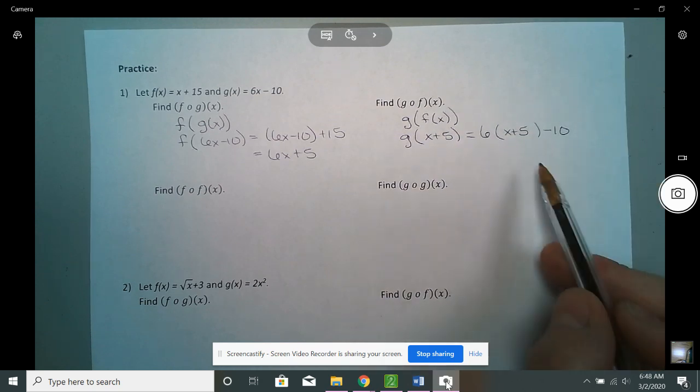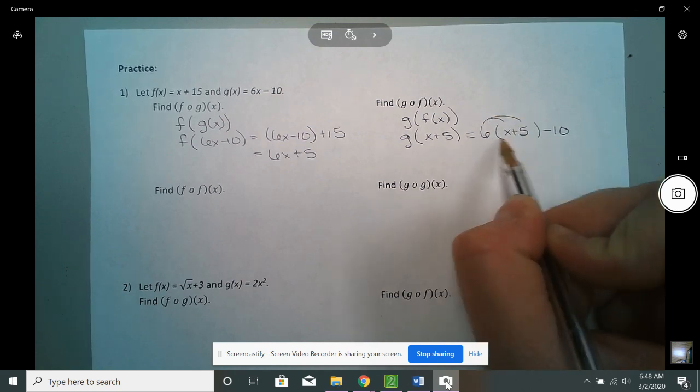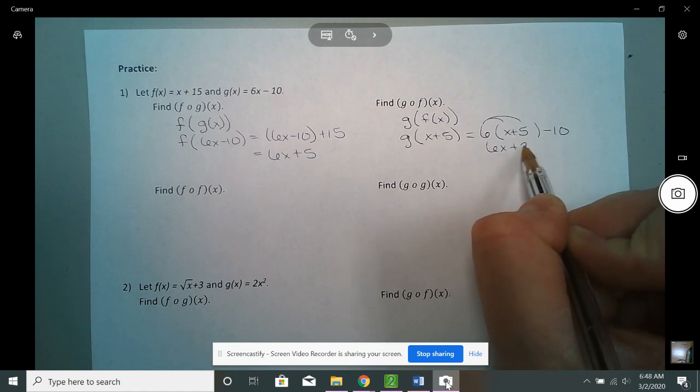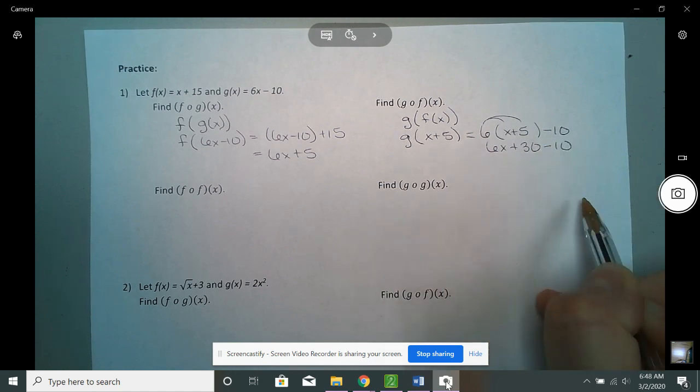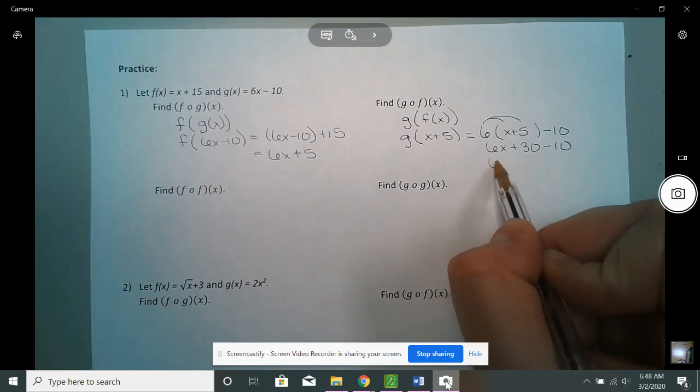There's a little more work to simplify this function. I have to start with distributing. 6 times x is 6x. 6 times 5 is 30. And then I can combine like terms. 30 take away 10 will be 20.